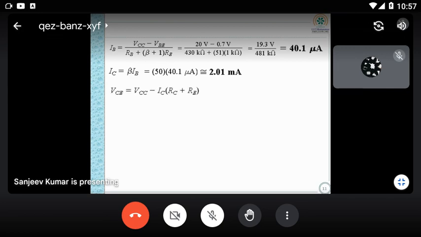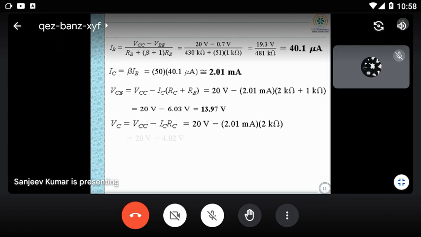Then you can find out VCE by using VCC minus IC into RC plus RE. So you will get 13.97 volt. So this is ICQ and VCEQ, the operating output current and output voltage. On VC, you can find this expression: already you have seen VCC minus IC RC. VE also you can find as VC minus VCE. So you are getting VE equal to 2.01 volt.